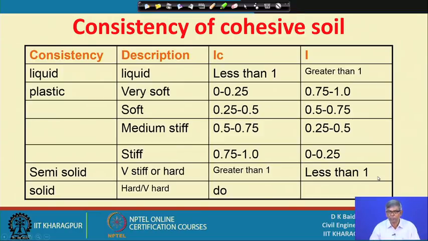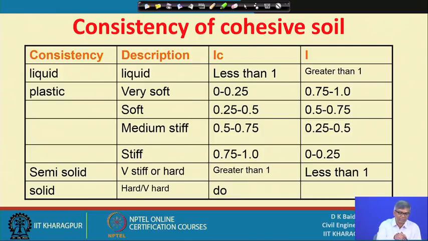And consistency of cohesive soil, that is, if the consistency is liquid, the description is liquid, and the IC value will be less than 1. I have just shown the parameters IC and IL, the liquidity index, and that is actually what is there.